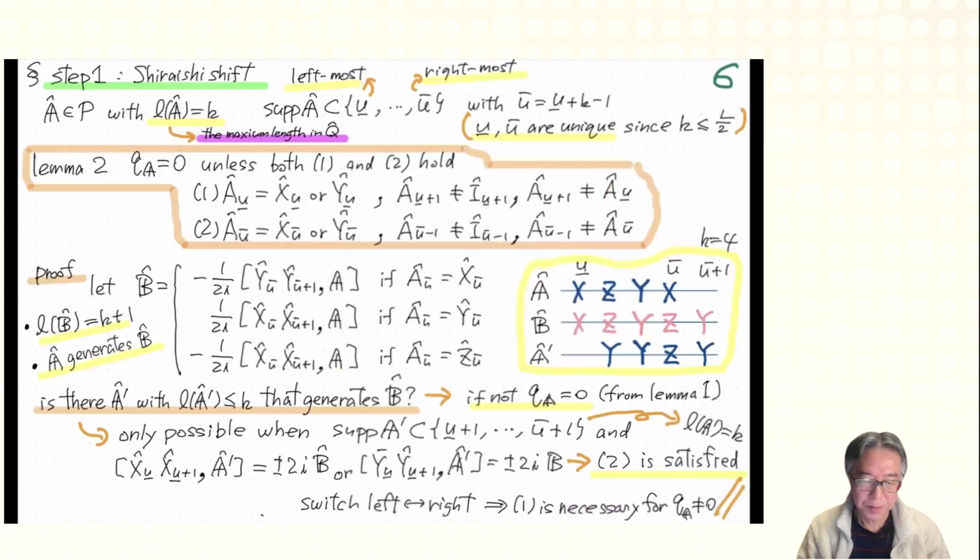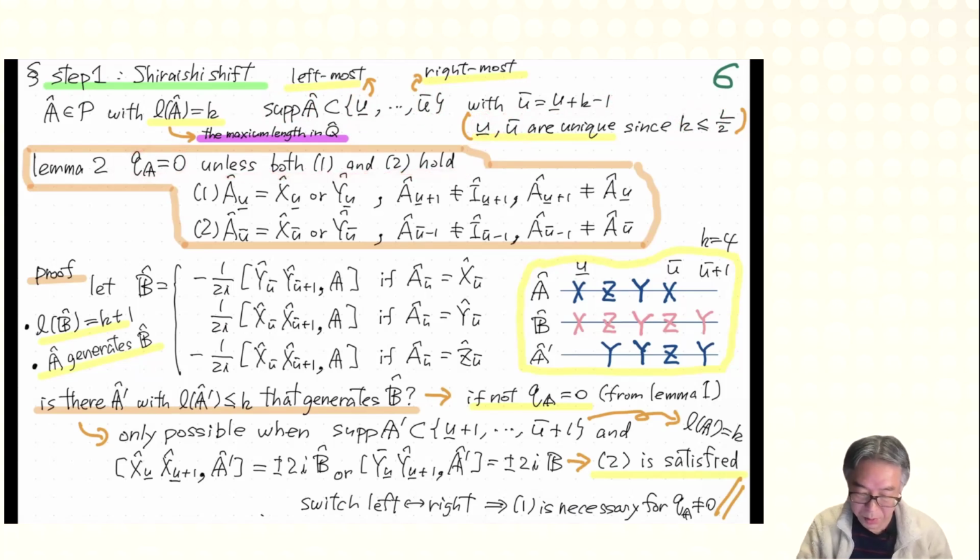Okay, so let's start. I will start, of course, with step 1, and I will discuss the Shiraishi shift. Now I take any product A with length k, and I recall that this is the maximum length within our candidate of a local conserved quantity. Suppose that the support of A is written like this. This is the leftmost site, and this is the rightmost site, and they must satisfy this. Since k is less than or equal to L over 2, you can uniquely determine the leftmost and the rightmost sites. The first lemma says that Q_A is 0 unless both the following conditions are satisfied.